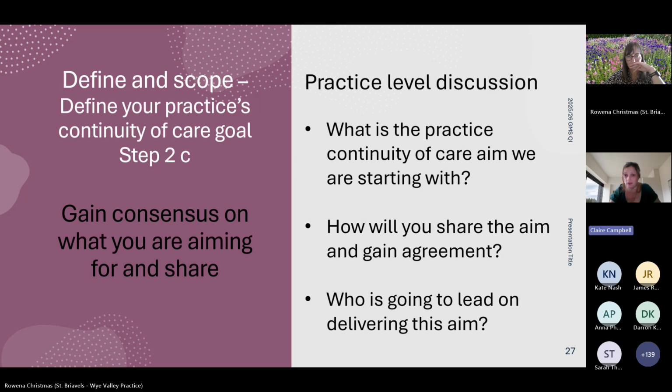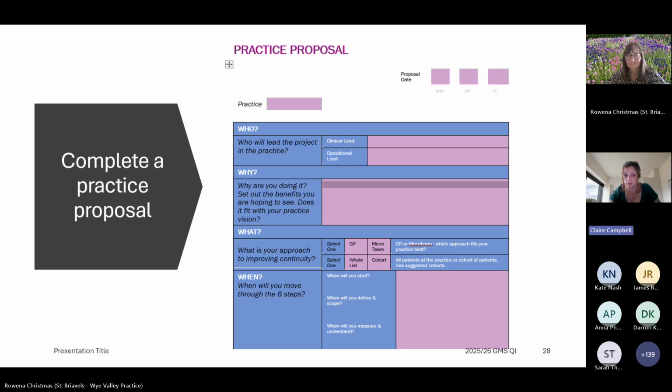How will you share that aim and gain agreement in the practice? How are you documenting that aim so everyone in the practice understands it? Who needs to sign off on it? So making sure that there is a lead to deliver that aim, and consider having both an operational and a clinical lead, and involving staff to represent the whole practice. You can complete a practice proposal like this one that's available on the RCGP Toolkit online.